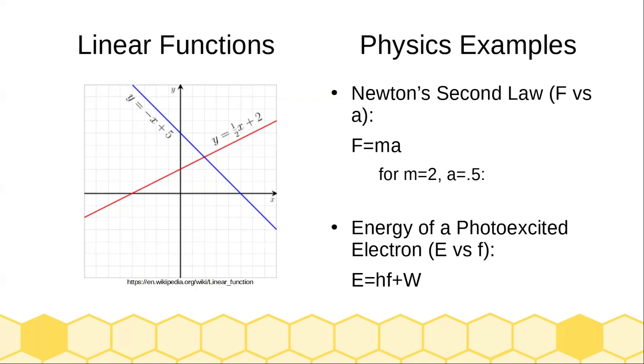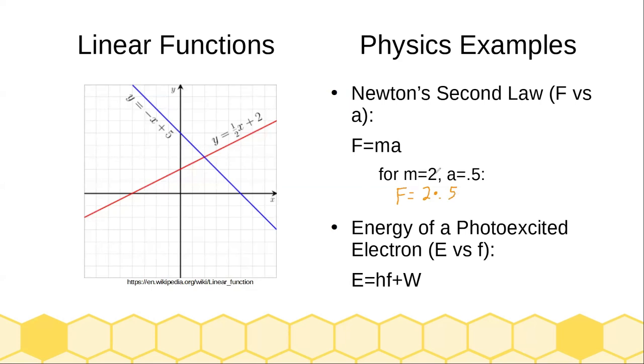So how we solve for these functions, we have examples on here of Newton's second law, F equals ma, where m is mass and a is acceleration. So if we want to solve for F, we say F is equal to 2 times 0.5, okay, just a second.